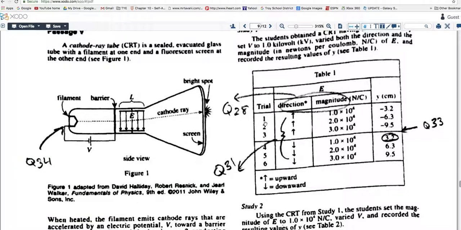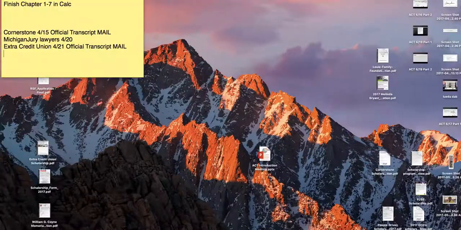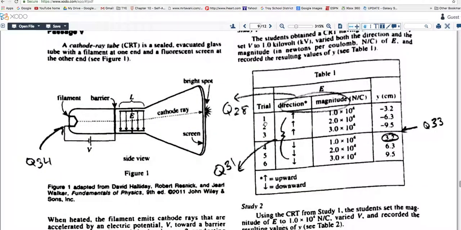Who wants to first explain to me what they're doing in this experiment? Dumb it down for me. Varun, tell me what they're doing in this experiment. They're bending the ray with the filament or something. Close. Who can help them out?